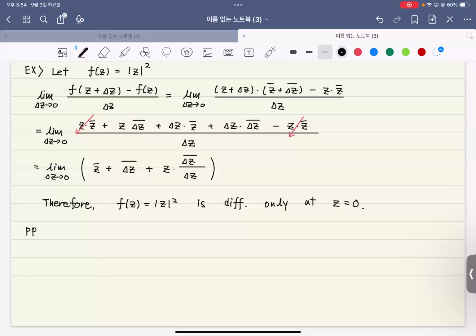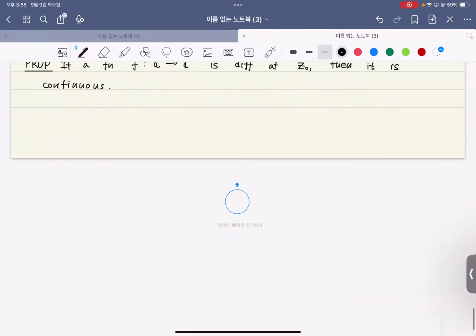I know this is very silly, but I feel like I have to introduce this. If a function f is complex differentiable at z0, then it is continuous. The proof is not horribly complicated, but the proof is omitted. Okay. All right.